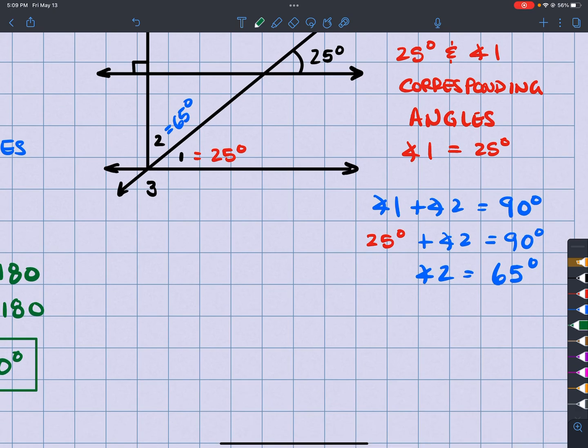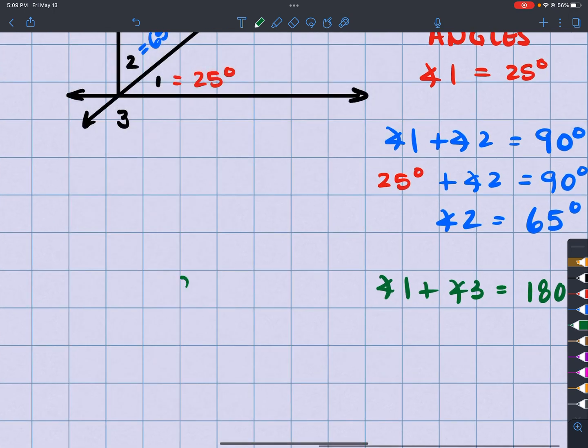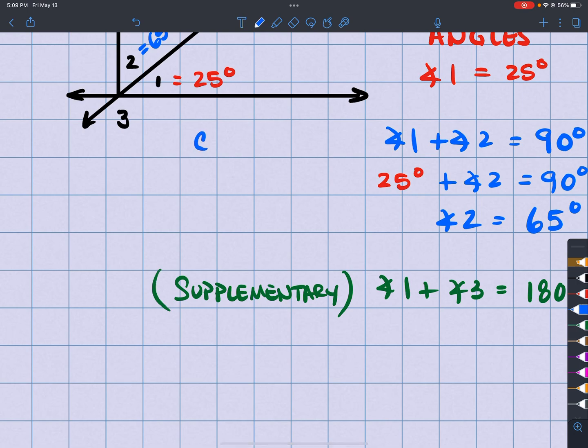So what about angle 3? Look at angle 3, guys. If you notice, what do you notice? That angle 1 plus angle 3 are supplementary. So this forms 180 degrees. So let's go and write that out here. That's not great writing. Supplementary. And up here, let's write down complementary. Okay, because that's what forms 90.